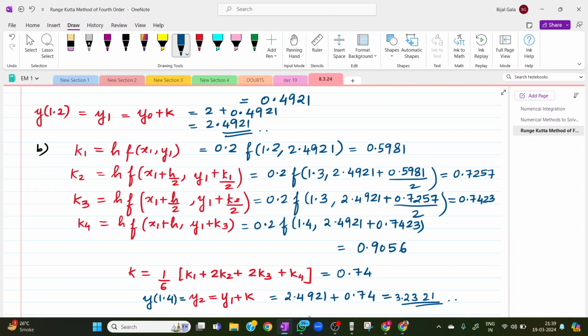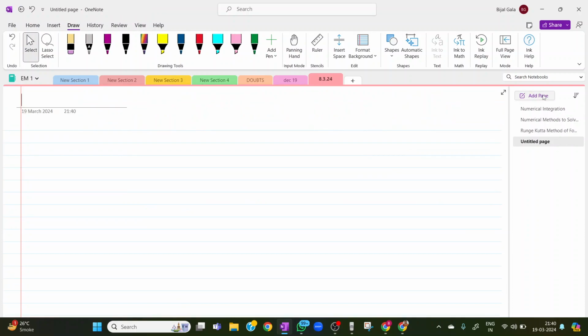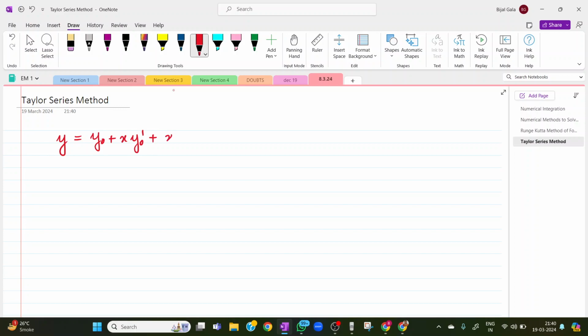That is called the Taylor series method. Before we move on to that, I'd like to put up the formula for Taylor series, and then we'll move on to the method. Let's look at the formula here. The Taylor series expansion goes like this: y is equal to y0 plus x times y0 dash plus x square by 2 factorial y0 double dash plus x cube by 3 factorial y0 triple dash. When I say dashes or double dashes, it means derivatives.